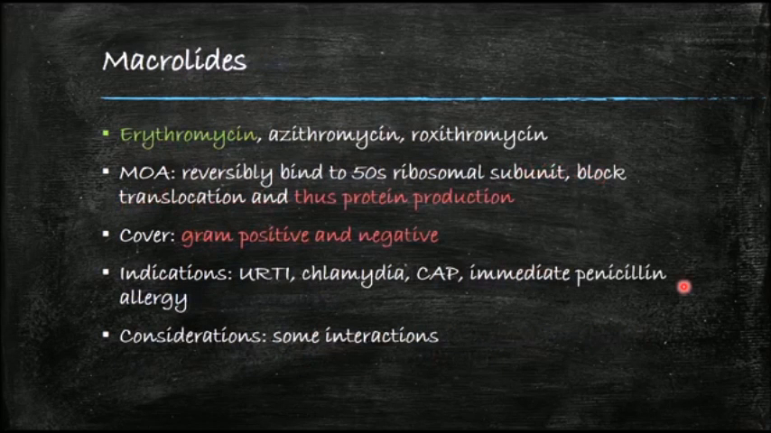Macrolides, these aren't commonly used. The biggest use of these ones is in people who have a penicillin allergy. They cover a good spectrum of bugs, gram-positive and gram-negative, and they work by inhibiting protein synthesis. They can have some interaction with other drugs and can prolong your QT as well. So they might not be good in patients who are on other drugs that can prolong their QT.